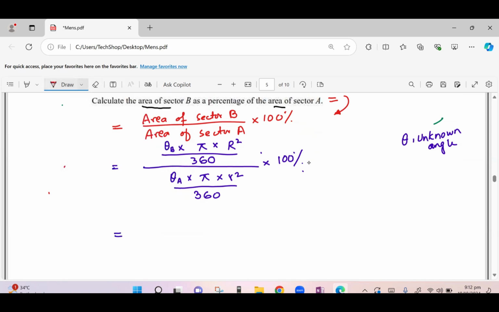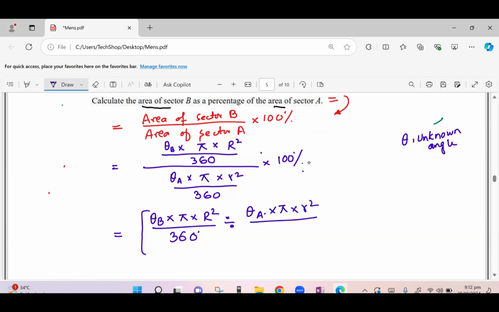Cancel 360 on the 360, and pi on the pi. If you don't know why I'm going to cancel here, listen: you can write it this way also. Theta B times pi times r squared over 360, divided by theta A times pi times r squared.